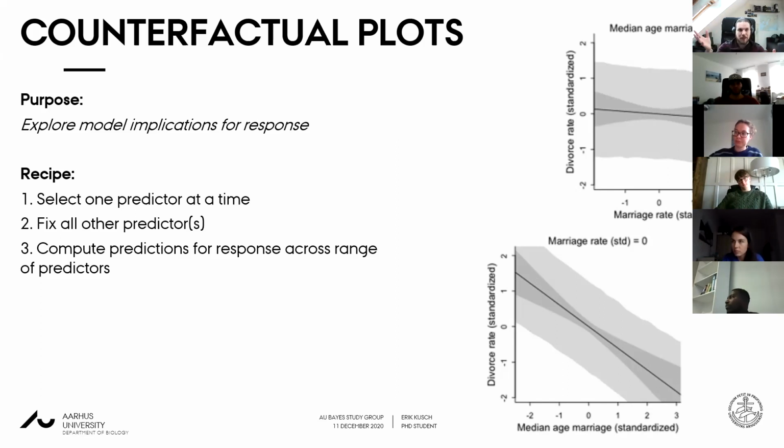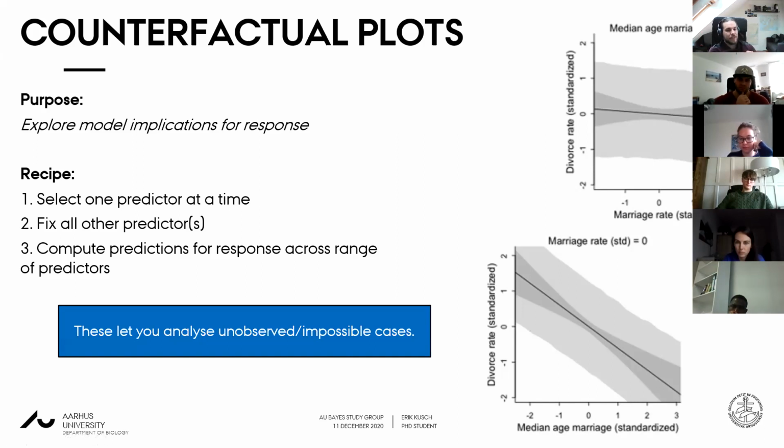So I think this is one of those methods that scales really badly with dimensionality as well. And then once we fix them, we compute the predictions for the response, so in this case, divorce rate, across the range of the predictor that we're investigating while keeping everything else fixed. And what you can see here on the right-hand side is exactly what we obtained from our precis table after we ran the model. A very strong negative relationship between median age at marriage and the divorce rate, and a slightly negative but highly uncertain relationship between marriage rate and divorce rate.